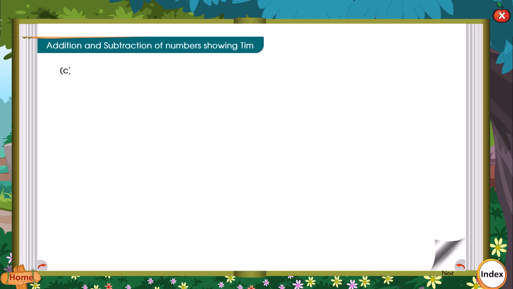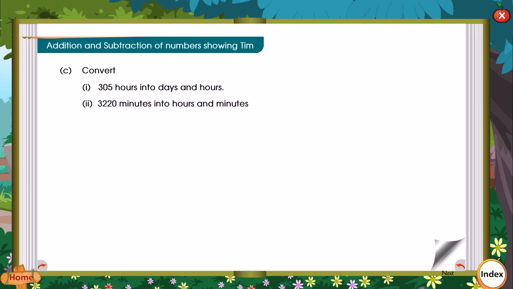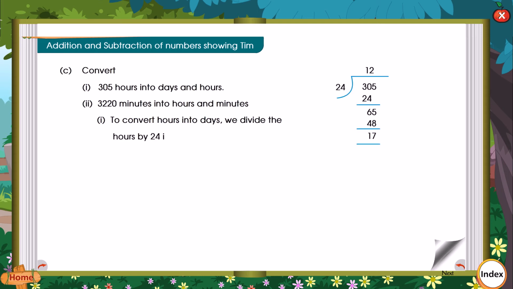C. Convert 1. 305 hours into days and hours. 2. 3220 minutes into hours and minutes. 1. To convert hours into days, we divide the hours by 24, that is 305 divided by 24. Therefore, 305 hours is equal to 12 days and 17 hours.